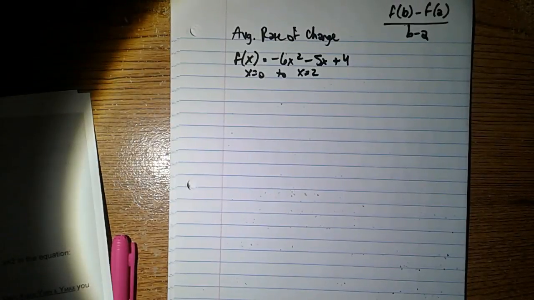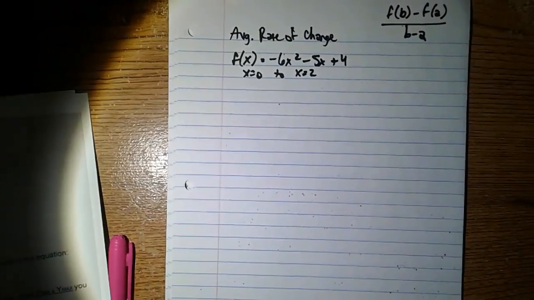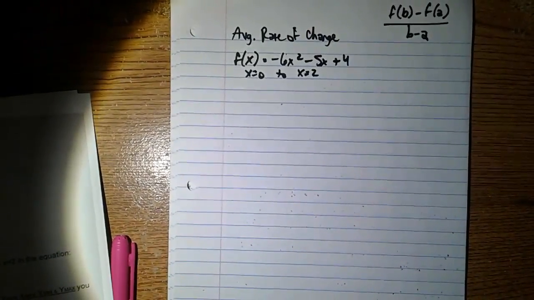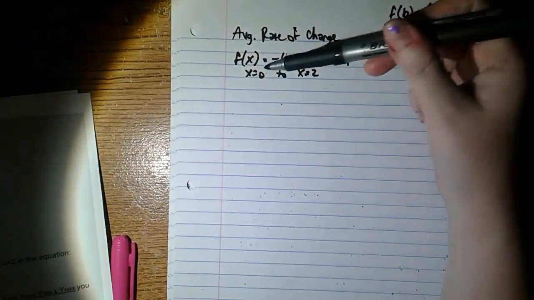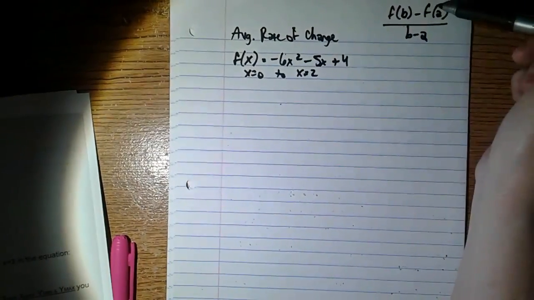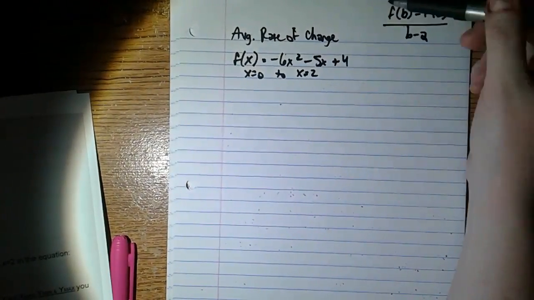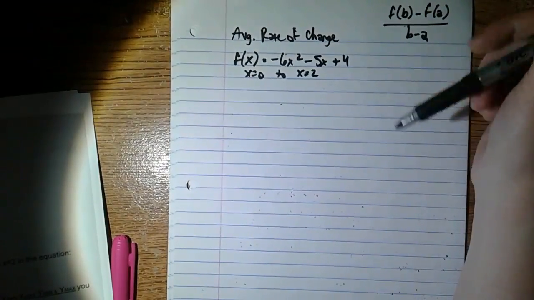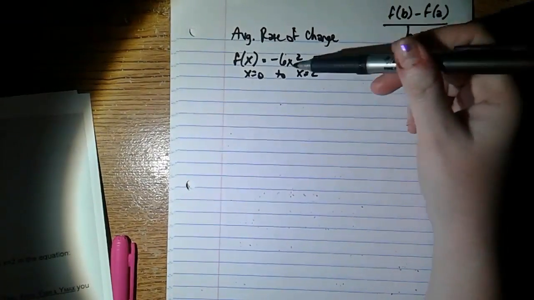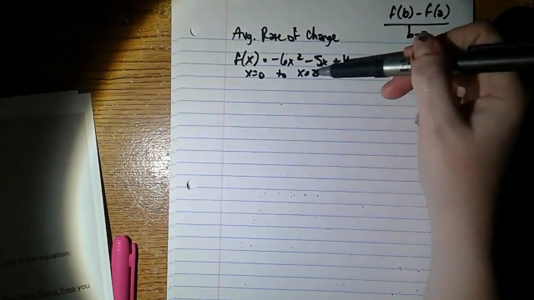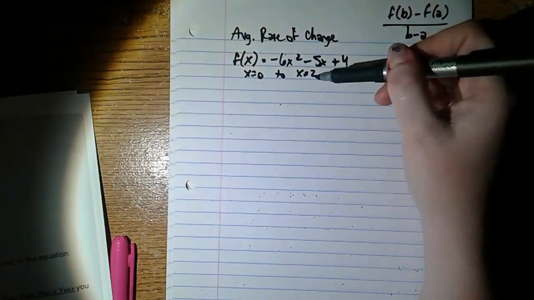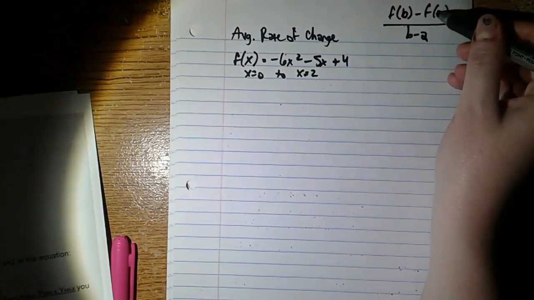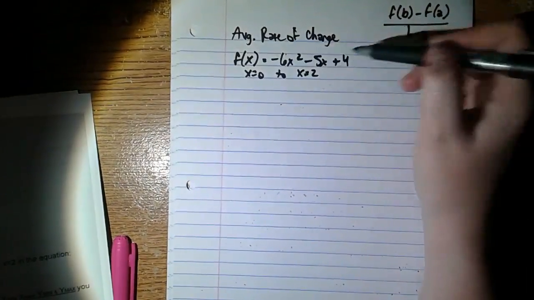Okay, average rate of change. So basically, this one is very similar to the difference quotient, except it's a little easier because you're plugging in solid numbers. So your A and B is talking about your starting and end point. So you're looking at the f of the end point, which is your B, minus the starting point, which is 0 in this instance.